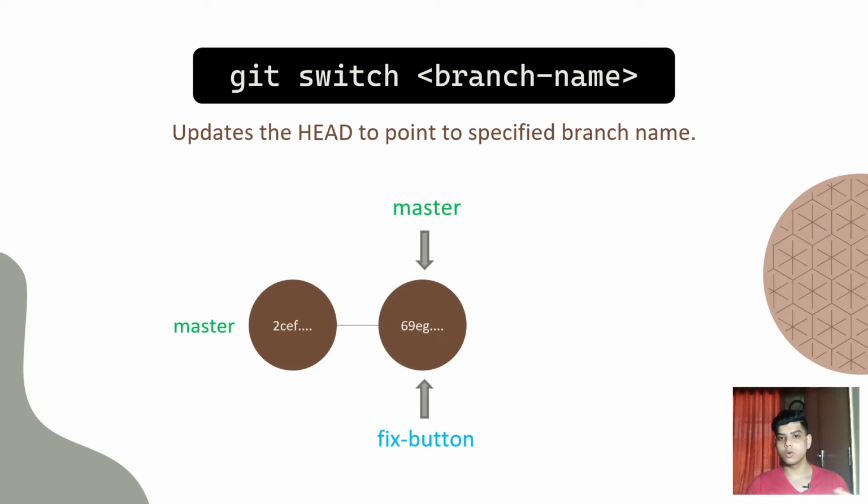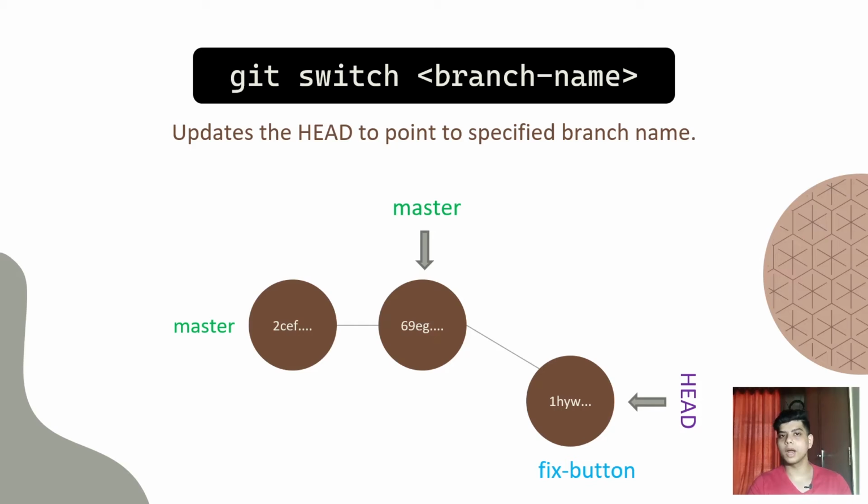So consider this example, we had these two commits and we created a fix button branch, and the master branch is over here and the head is over here. So our head was on the master branch, right? And with git switch and the branch name, our head will be switched to this branch, and now we can work on this branch and do our own work. Okay, so git switch and the branch name.